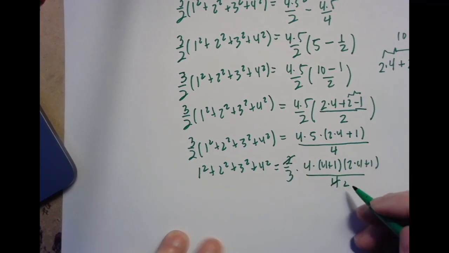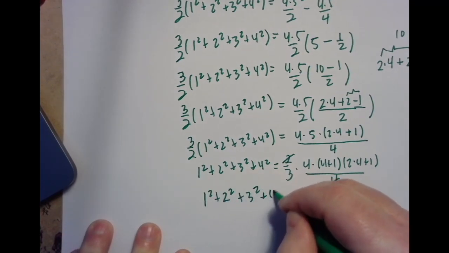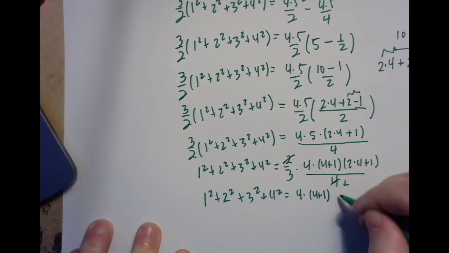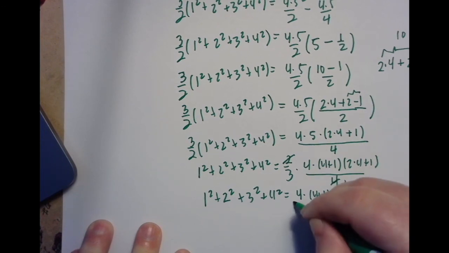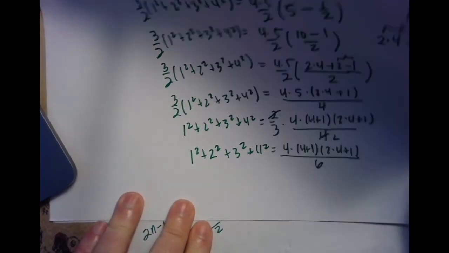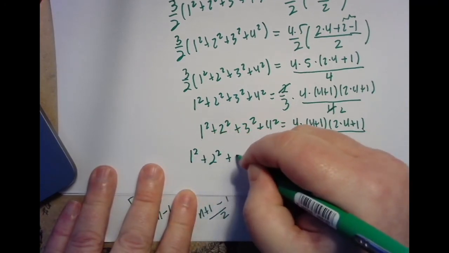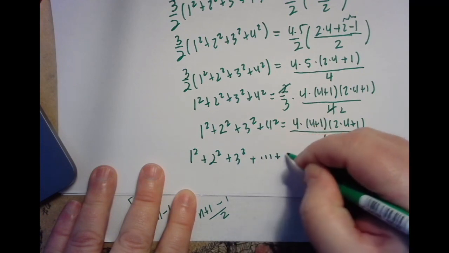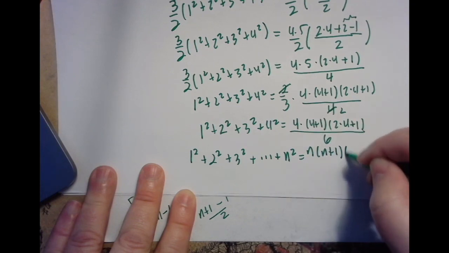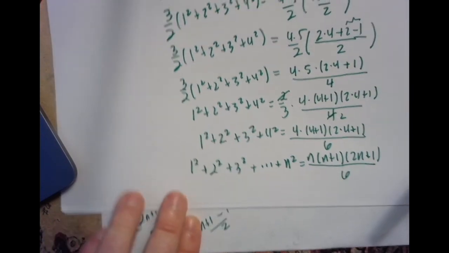Now the 2 goes into that 2 times, so 2 times 3 is 6. So I get 1 squared plus 2 squared plus 3 squared plus 4 squared is equal to 4 times 4 plus 1 times 2 times 4 plus 1 all over 6. And I think now we have the formula that we're looking for. So if I take 1 squared plus 2 squared plus 3 squared plus up to n squared, that's an n. That's an n plus 1. That's a 2n plus 1 all over 6. And I think there we go.